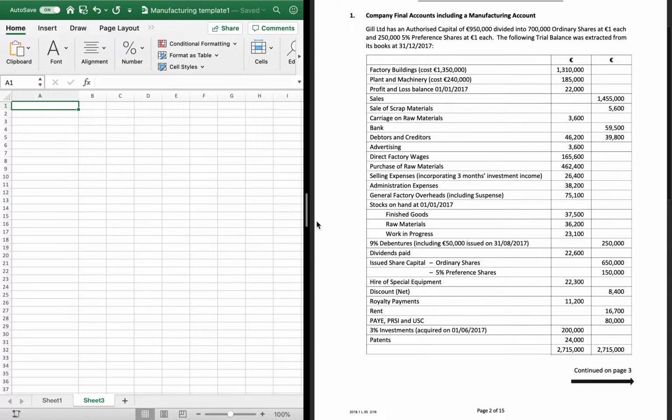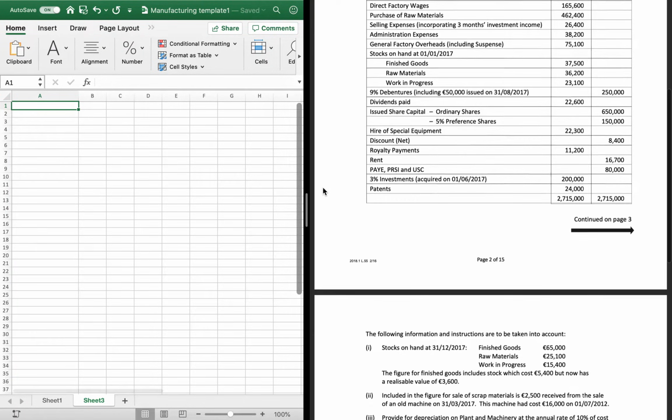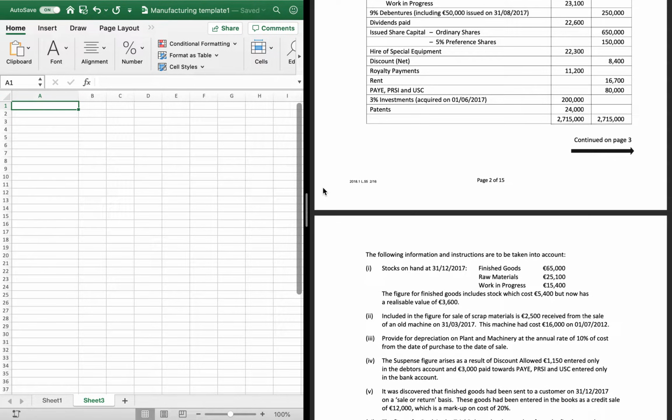Okay, so this is the 2016 or 2018 DEB mock manufacturing account. It's relatively straightforward. It's more standard than the 2016 examcraft one that we looked at last time. So again, we'll just go through the workings, see if anything comes up that we don't understand.